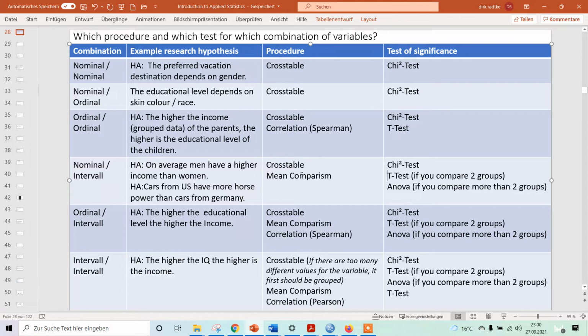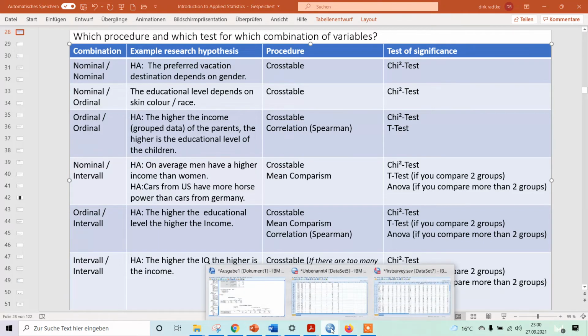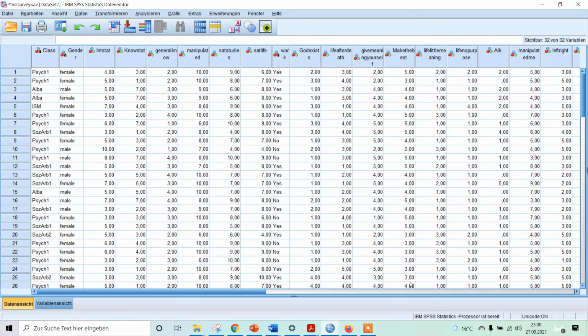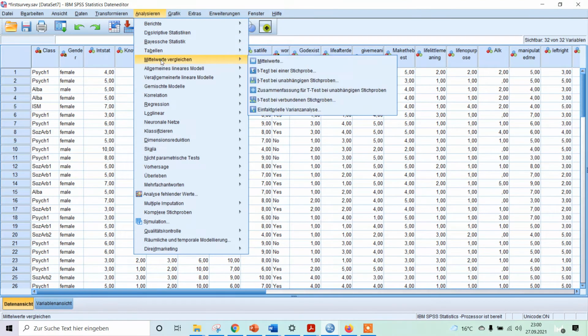So for example, in our data set, let's say we want to compare how satisfied the different classes are with their studies. So we have the variable how satisfied are you with the studies on a scale from 1, very unhappy, to 10, very happy. And to apply the ANOVA, we need to go on analyze, compare means. And here we have the ANOVA.